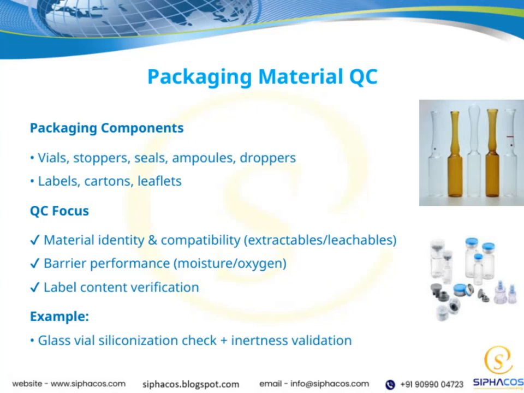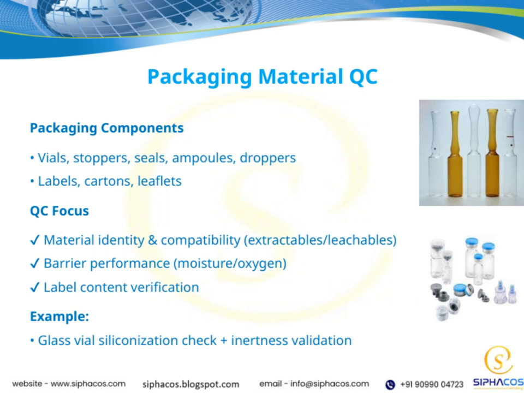Let's take a closer look at packaging material QC. When we talk about packaging components, we're referring to elements like vials, stoppers, seals, ampules, and droppers. Additionally, labels, cartons, and leaflets are also critical parts of the packaging system. Each of these components plays a vital role in ensuring the integrity and safety of the final product.